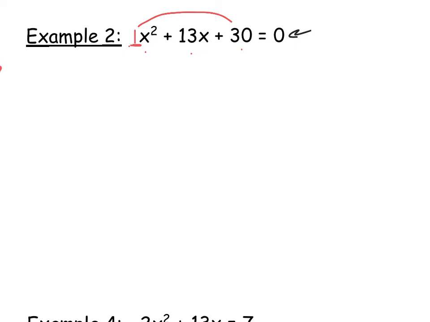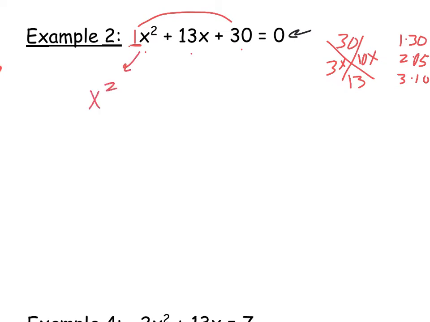1 times 30. So factors of 30 that add up to 13. I don't think 1 and 30 will work. 2 and 15 add up to 17. I think 3 and 10 work. 3x and 10x are what I'm going to be working with. You could do reverse box method. I'll do grouping for this one because I know some people like to group, and I want to talk about grouping again here.